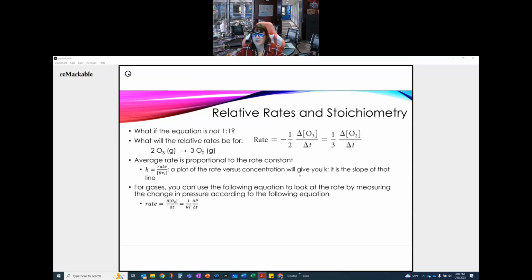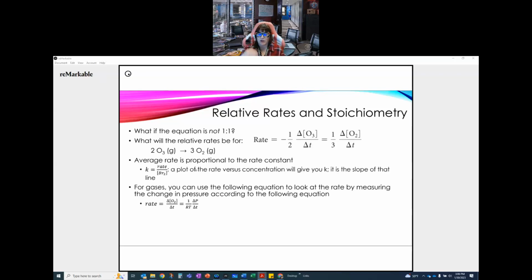And so what we do is to take our rate over that time period and divide it by the stoichiometry. So if we multiply by 1 over that stoichiometry, it corrects for the stoichiometry. So we should be measuring the same thing from any place. And that's what we call a relative rate. Okay. So k equals rate over the concentration of Br2. Average rate is proportional to the rate constant.